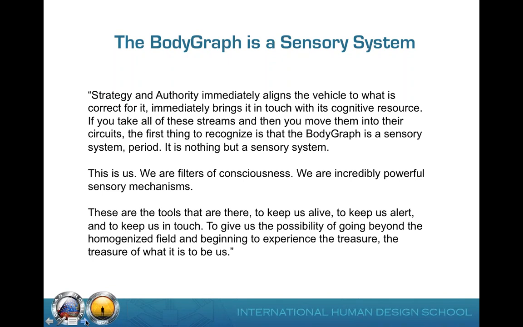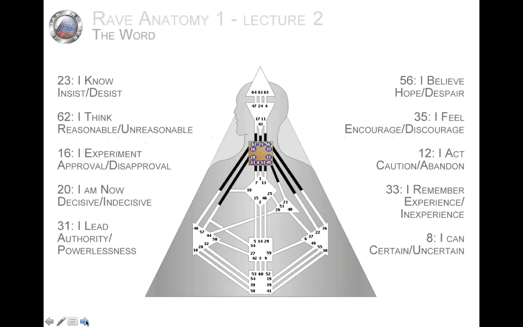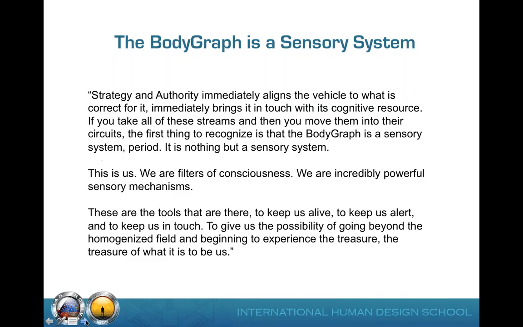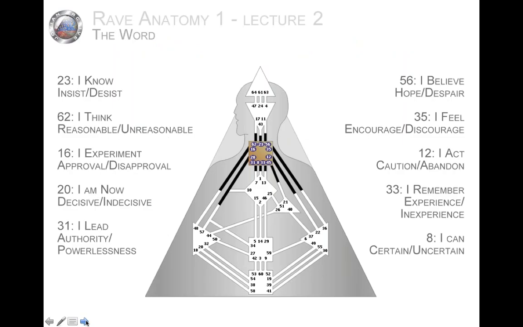This is us. We are filters of consciousness. We are incredibly powerful sensory mechanisms. These are the tools that are there to keep us alive, to keep us alert, to keep us in touch, to give us the possibility of going beyond the homogenized field and beginning to experience the treasure of what it is to be us, to be uniquely us, I should add, to be uniquely us. So that's what his lecture one is about, which I think is a great foundation for the rest of Rave Anatomy self-study.